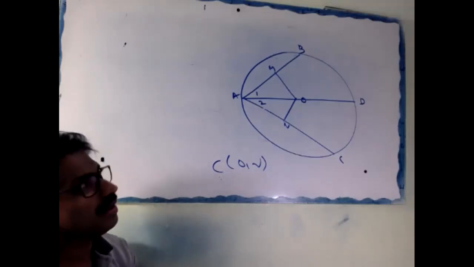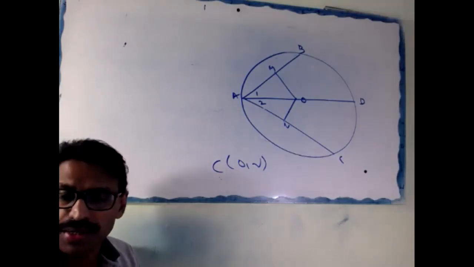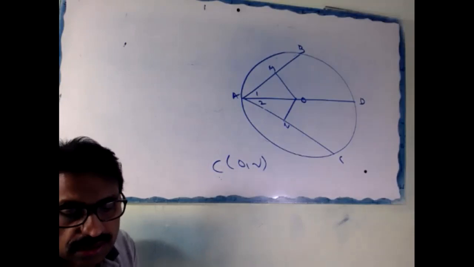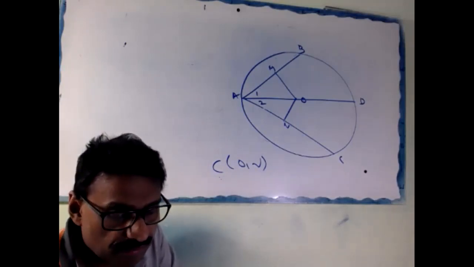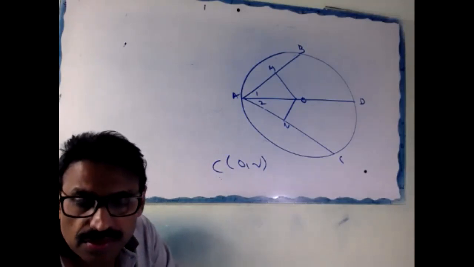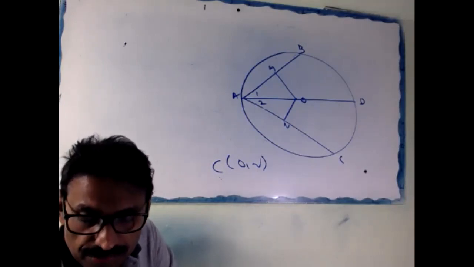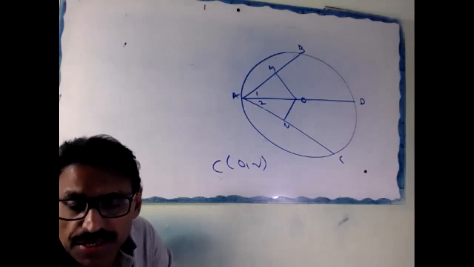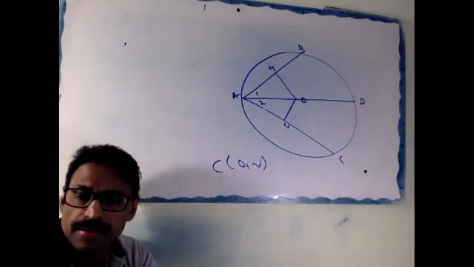Why? OM equal to ON, therefore AB equal to AC. Why? What is the reason? The reason is that chords of a circle which are equidistant from the center are equal. Chords of a circle which are equidistant from the center are equal. Okay, right, now proof.